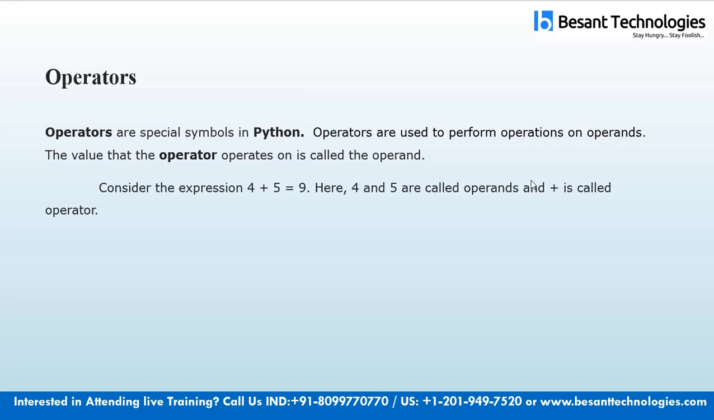For example, here 4 plus 5. 4 is the left operand, and 5 is the right operand. In between the operands, I have the plus symbol. This is the operator. This operator operates on these two operands. So what is the result? 9. This is called an expression.